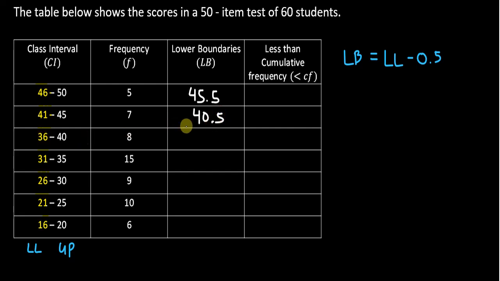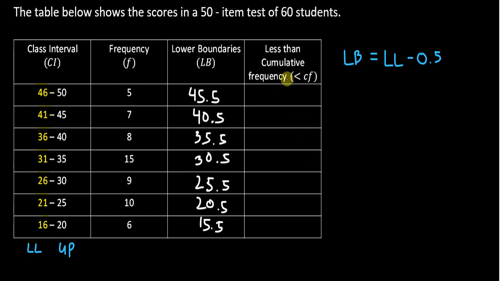Yung 36, pag sinubtract natin sa 0.5, that is 35.5. Then next yung 31, that is 30.5. Then 26, that is 25.5. Makikita nyo naman yung pattern eh. 21, that is 20.5. And last, yung 16, that is 15.5. Okay, so nakuha na natin yung lower boundary.